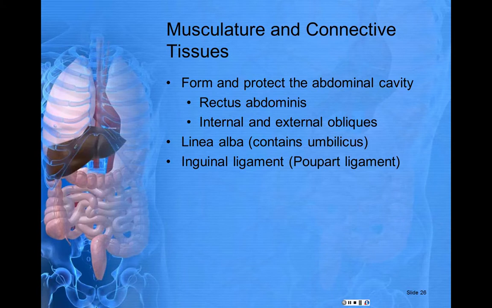Then there's the musculature and connective tissue in the abdomen, which form and protect the abdominal cavity. You have the large rectus abdominis muscle down the center of the abdomen, and the internal and external oblique musculature, linea alba, which contains the umbilicus, and then the inguinal ligament.